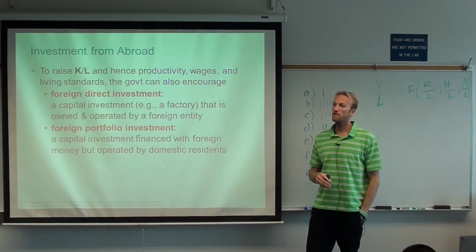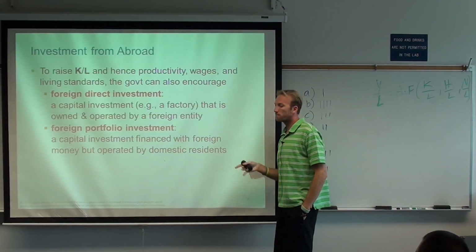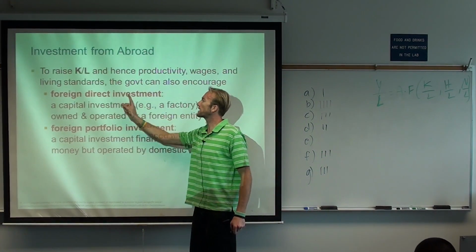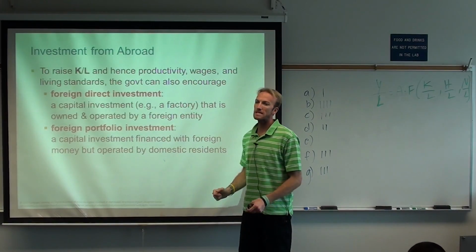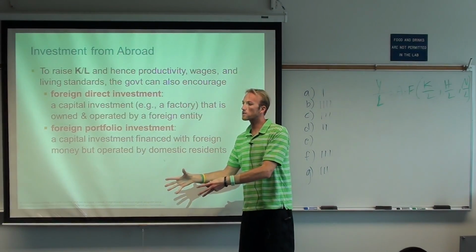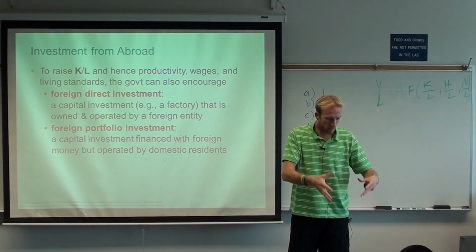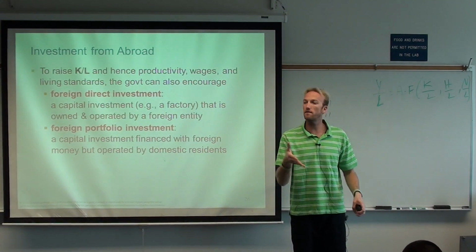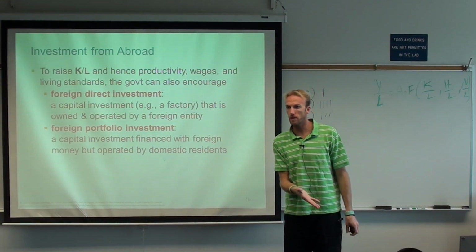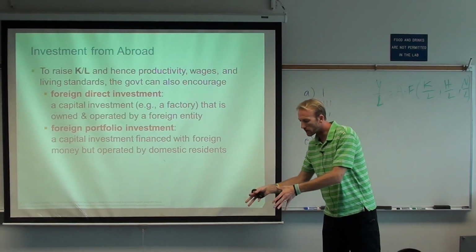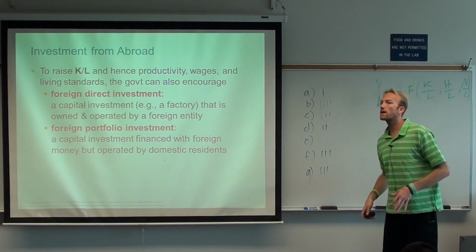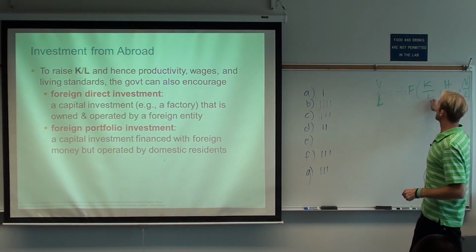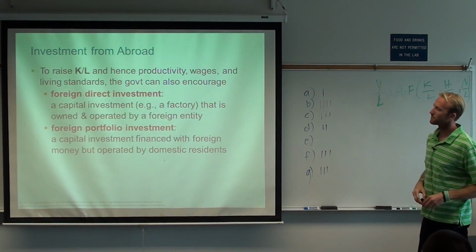There are two broad classifications of how foreign firms pour money into investment. The first is FDI, or foreign direct investment, and it just means that a foreign company builds a factory in your country. They're directly investing in your infrastructure, right? So when the foreign company comes and builds a company or a factory in your country, K over L goes up.